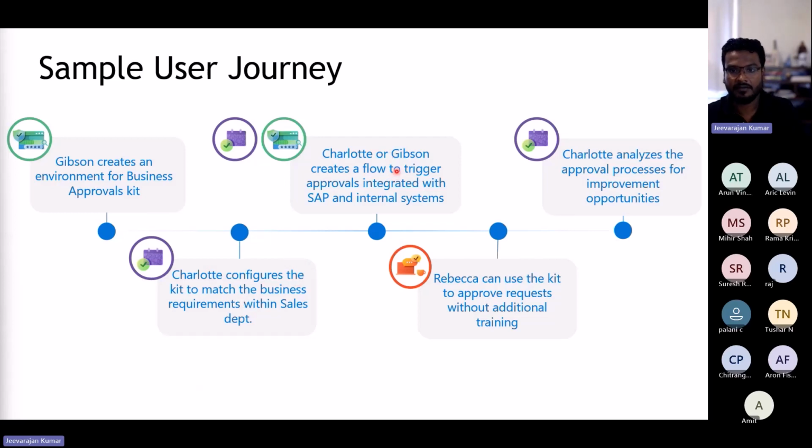Once we have the approvals kit created, either Gibson or Charlotte herself can use that in Power Automate. The approvals kit doesn't work alone by itself. At the end of the day, it's a connector. It should be added as a step in Power Automate to use it. And then finally, our business user can approve or reject, and Charlotte can improvise it. That's the sample scenario that we're going to see shortly.